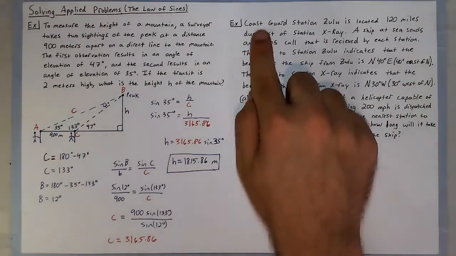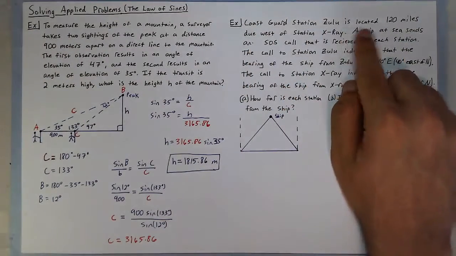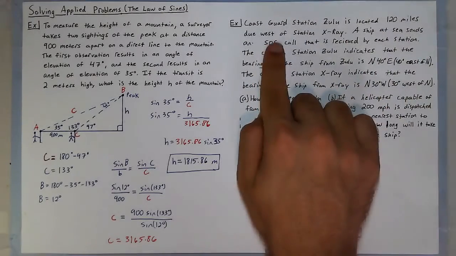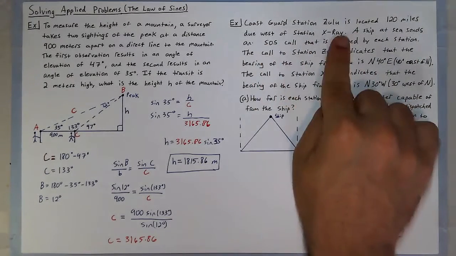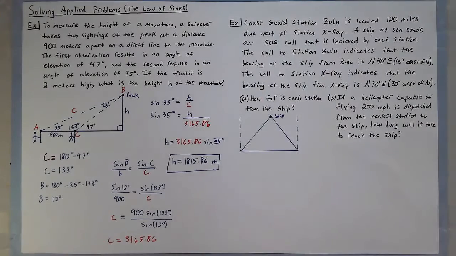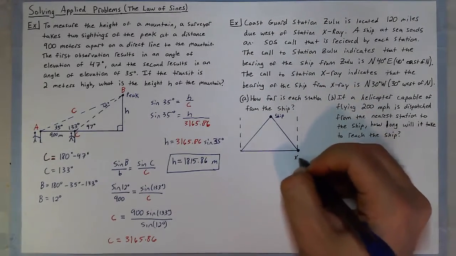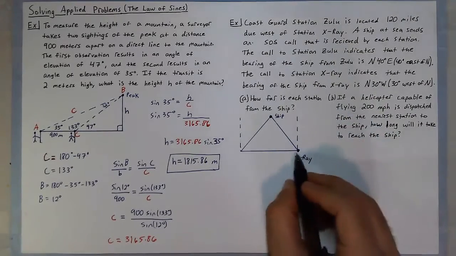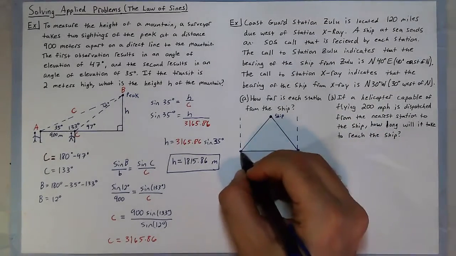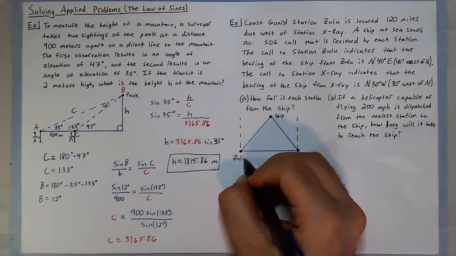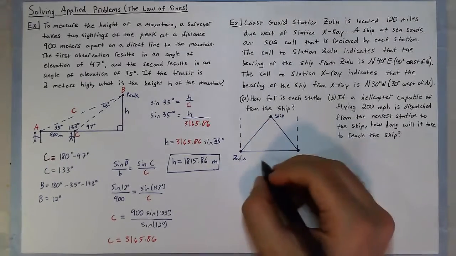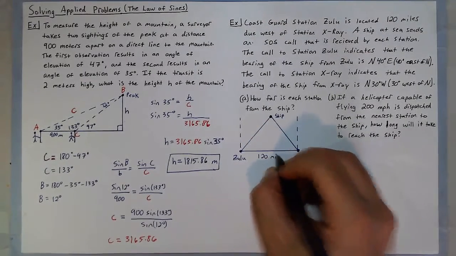Here we have Coast Guard Station Zulu, which is located 120 miles due west of Station X-Ray. So due west means that X-Ray is on the right, and due west means going to the left. Zulu will be on the left, and these are 120 miles apart.